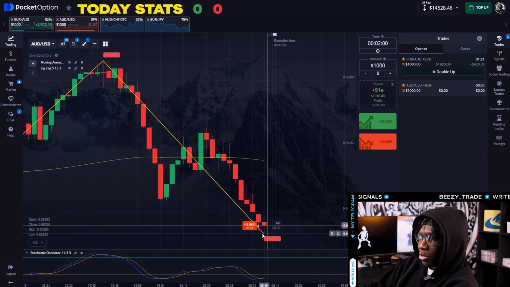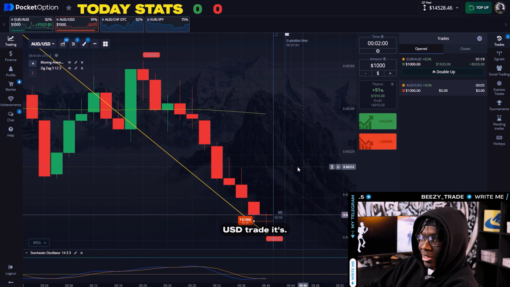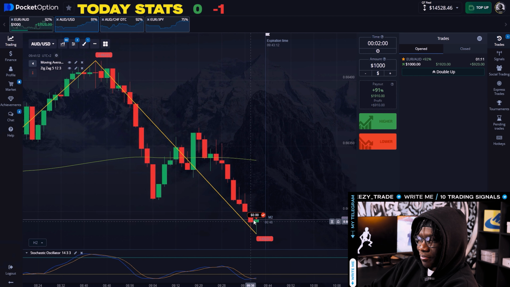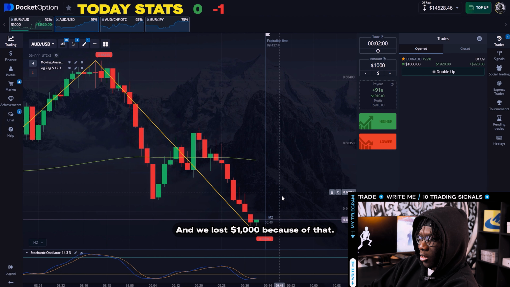When it comes to our AUD USD trade, I think that we could have done better with our entry point right here, and we lost $1,000 because of that.